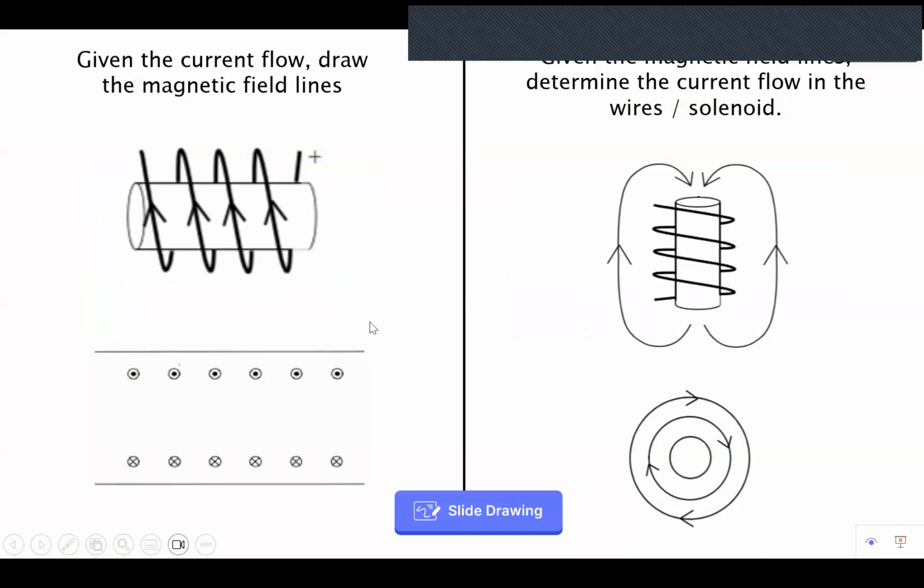Okay, you may pause the video here to think about the answers to the following. I'm going to go through the answers now. Given the direction of the current flow, I want you to determine the magnetic field and draw the magnetic field lines.